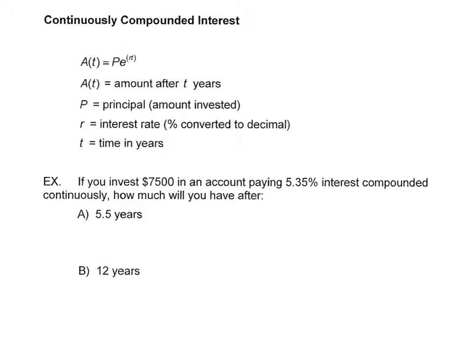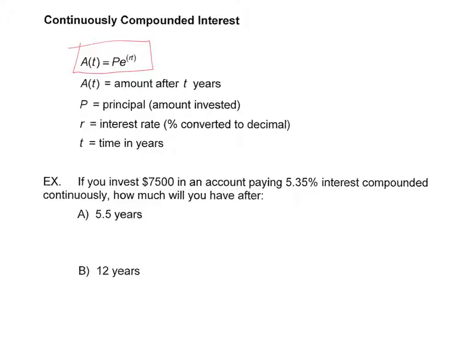Another common use for the number e is in continuously compounded interest. The formula is pretty simple. A of t, which is the amount of money you have after a certain number of years, is equal to P, which is the principal, the amount invested, times e to the power of r, which is the interest rate. Remember how you have to convert percents to decimals by moving the decimal point 2 places to the left, and then t is the time in years. So these are just simple fill in the formula problems.